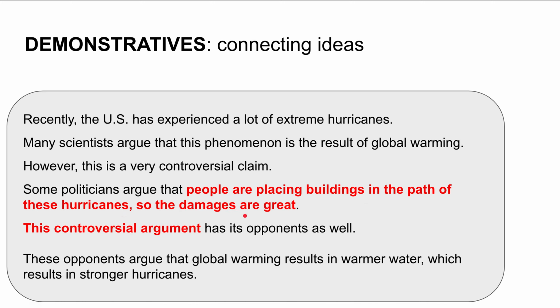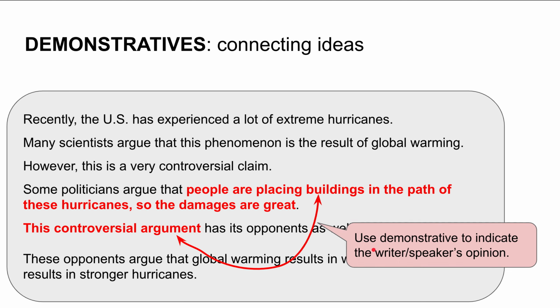Okay, moving forward now, some politicians argue that people are placing buildings in the path of these hurricanes, so the damages are great. This controversial argument has its opponents as well. So this controversial argument, okay, is referring to the argument proposed by politicians that people are placing buildings in the path of hurricanes, and so the damages are great. So here again, we're using a demonstrative, but here the demonstrative is not only referring to a previous argument, but it's also indicating the writer or speaker's opinion, because we're using the words controversial argument. When we use these words, we're saying that the speaker disagrees with this opinion of the politicians.